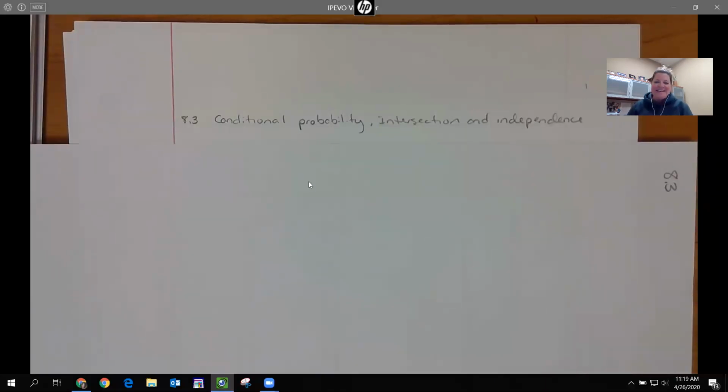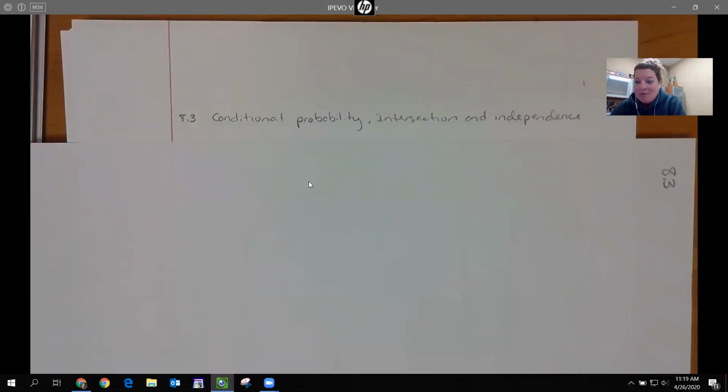Hi, class. This is section 8.3 for finite math, soon to be called applications of business. Section 8.3 is conditional probability, intersection, and independence. So we're still doing probability, and now we're going to start doing conditional. They're based off of each other, is kind of the idea.